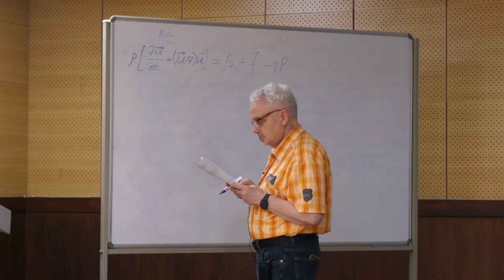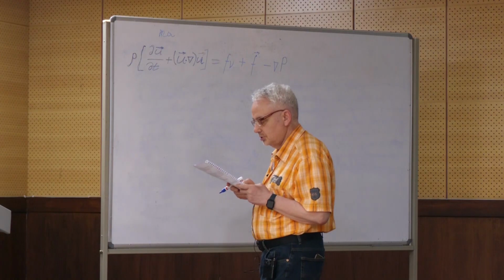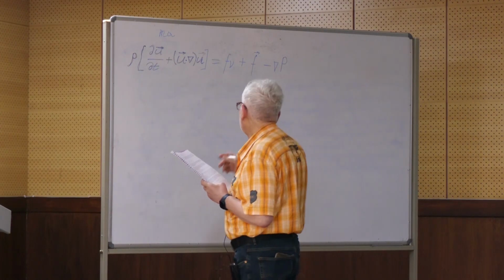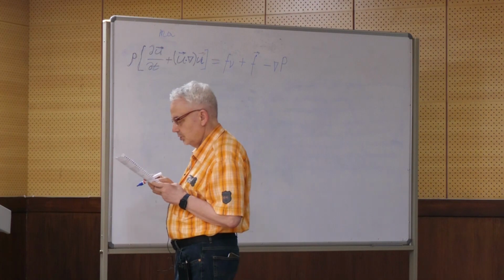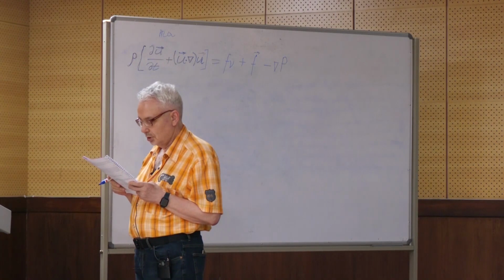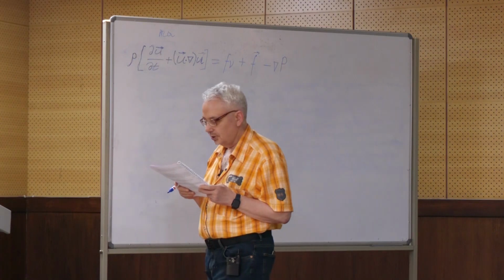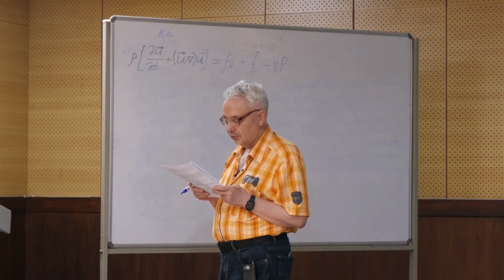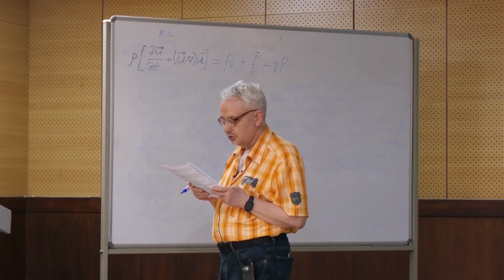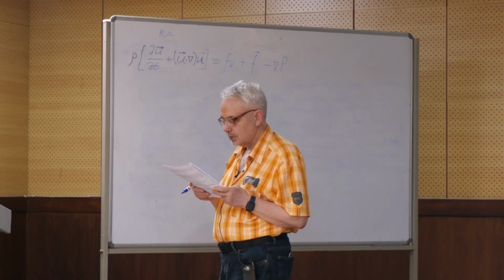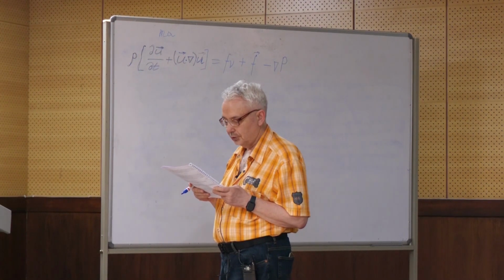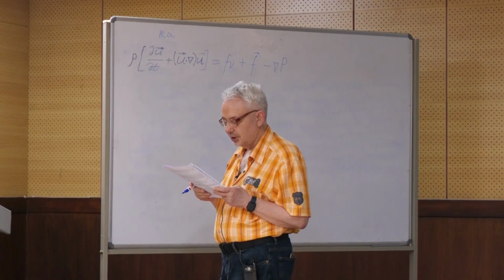So again, I just remind that rho is the fluid density, F nu is the viscous force, directly dependent on changes in the velocity of the fluid. F is the external non-viscous force on a fluid particle, and P is the pressure.